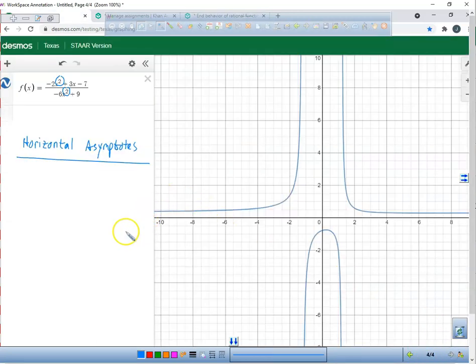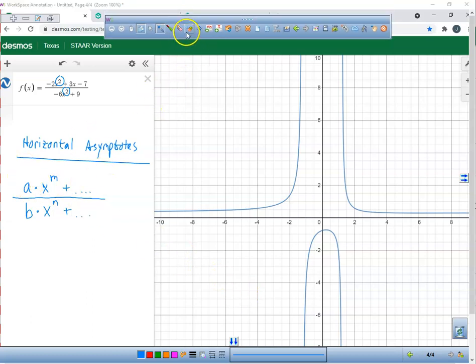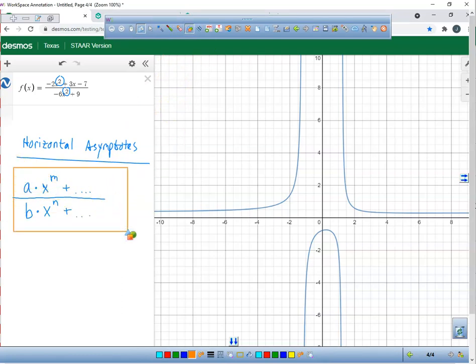Okay, so there are rules for horizontal asymptotes. What I want you to do is put a times x to the power of m plus dot dot dot, over b times x to the power of n plus I don't care. What I want you to have in your journals, this is going to be a very important journal situation. We're going to go over the 3 rules for horizontal asymptotes.